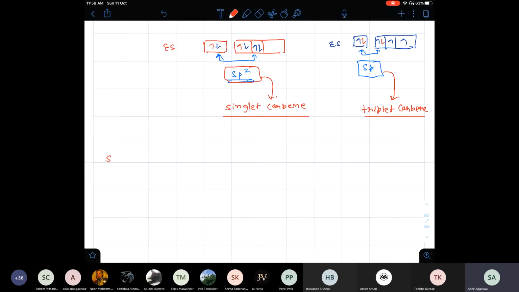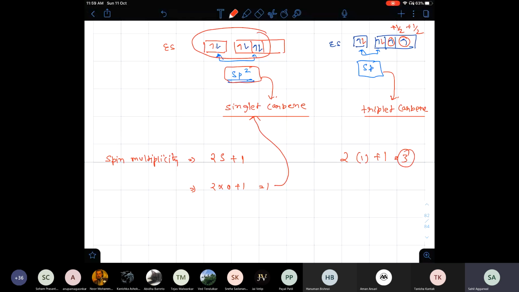होता क्या है? देयर इज अ टर्म कॉल्ड स्पिन मल्टीप्लिसिटी. Multiplicity, which is given by the formula 2 into total spin plus 1. In this case, all electrons are paired. Net spin is 0. So it is 2 into 0 plus 1. That is 1. Hence it is called singlet. Here, two electrons are unpaired. Both have plus half spin. So it becomes 2 into 1 plus 1. That is 3. Hence it is called triplet carbene.